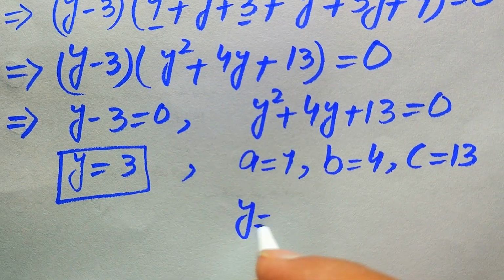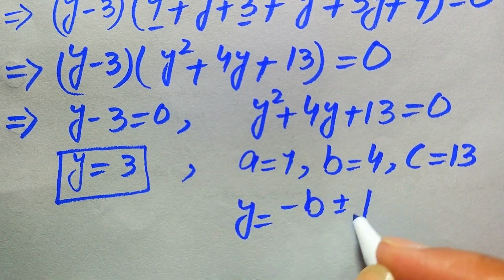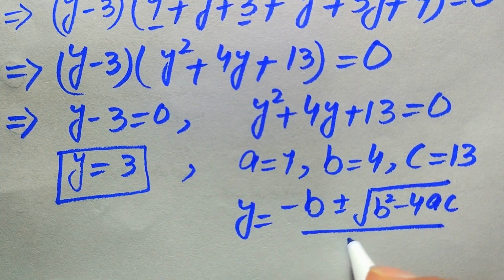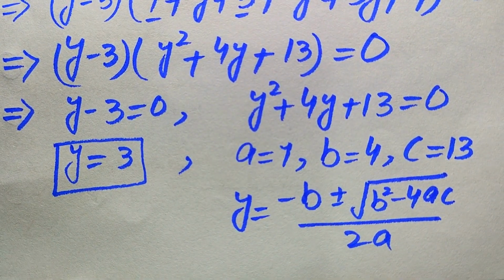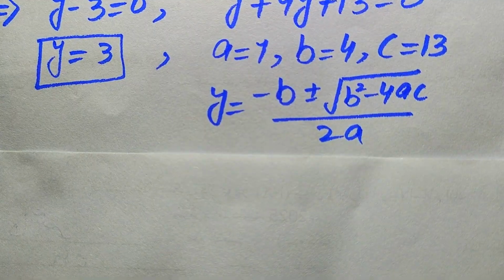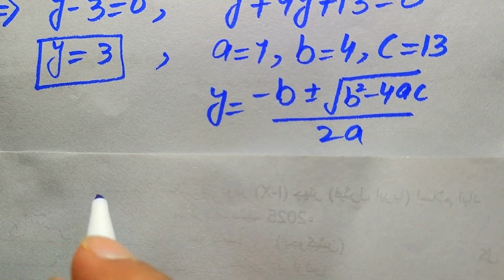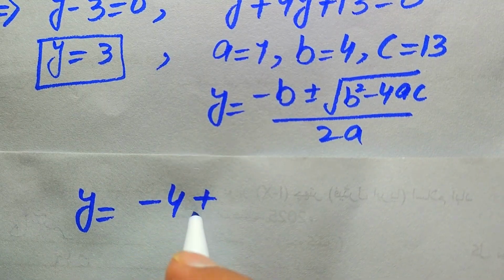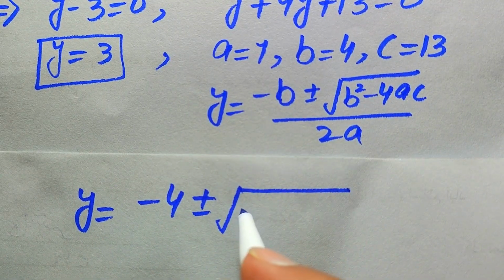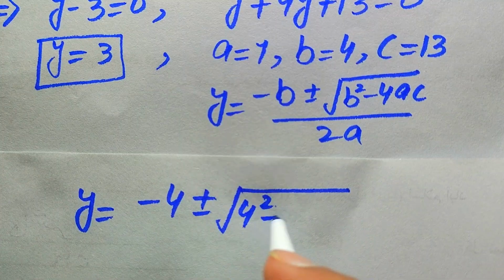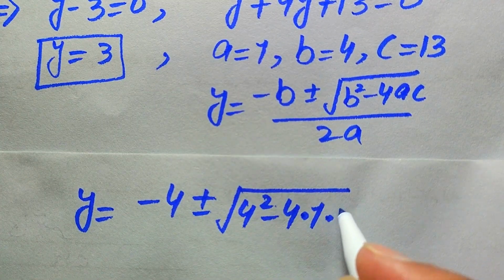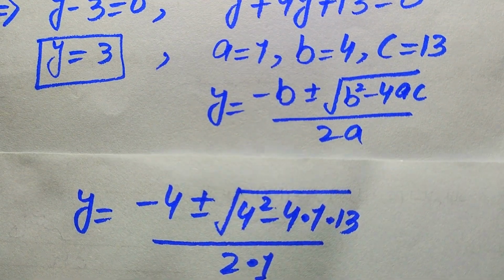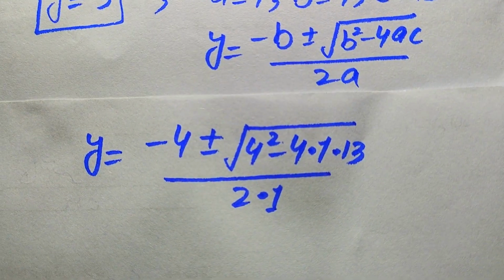And we state the quadratic formula as y equals minus b plus minus square root of b square minus 4 times ac, divided by 2 times a. So here we substitute all the values of a, b and c, and we get y equals minus b, which becomes minus 4, plus minus square root of 4 square minus 4 times a, where a is 1 and c is 13, divided by 2 times a, and here our a is equal to 1.